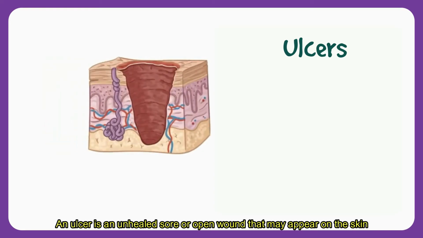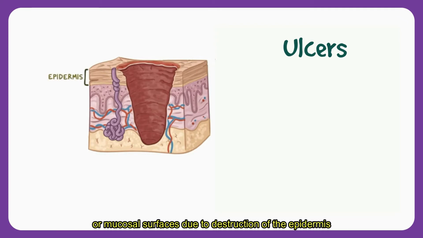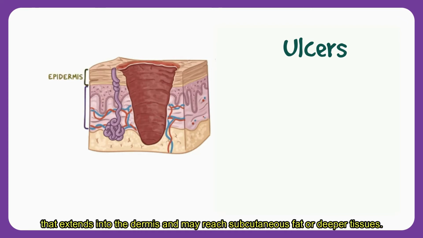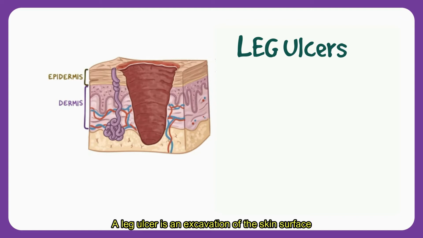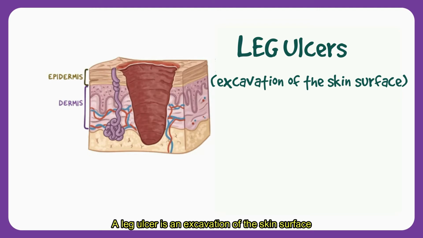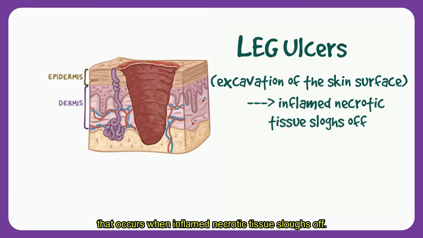An ulcer is an unhealed sore or open wound that may appear on the skin or mucosal surfaces due to destruction of the epidermis that extends into the dermis and may reach subcutaneous fat or deeper tissues. A leg ulcer is an excavation of a skin surface that occurs when inflamed necrotic tissue sloughs off.